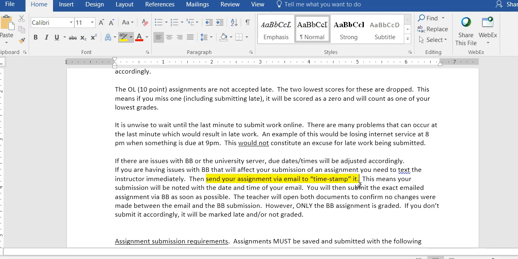So if you're having trouble with Blackboard, what you would do is email me your assignment before 9 p.m. That shows it's complete. As soon as you can get it into Blackboard, you need to submit it in Blackboard, because I will not grade it unless it's in Blackboard. In that situation, you would leave me a note that you sent it to me by email to timestamp it, and that that's where it is to grade. I then open up the one you sent me in my email and the one that you put in Blackboard to make sure they are the same.